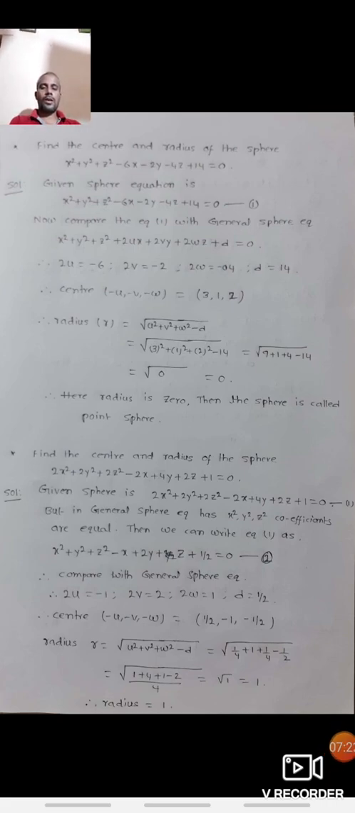So now we have to solve another problem. Find the center and radius of the sphere 2x² + 2y² + 2z² − 2x + 4y + 2z + 1 = 0. So it is the given problem. Now the solution of this problem.